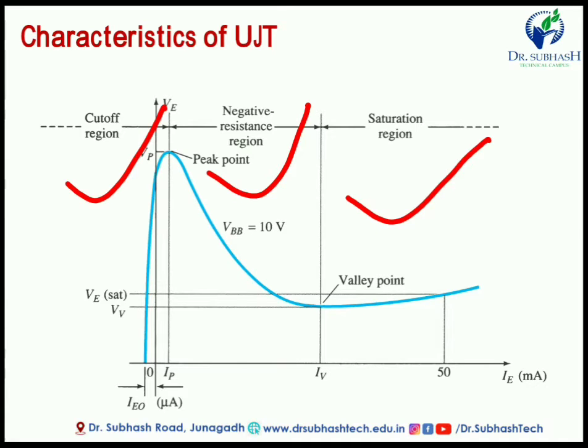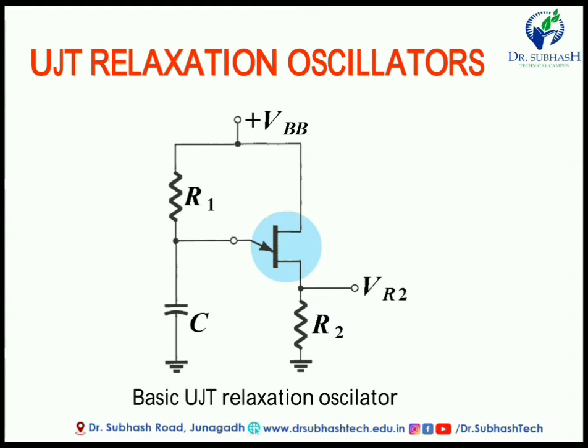And after this characteristic, you have to remember two definitions: the peak point and the valley point. Vp is the peak voltage and Vv is the valley voltage. So you have to remember these two voltages in this characteristic. Okay. Then what is the application of UJT?